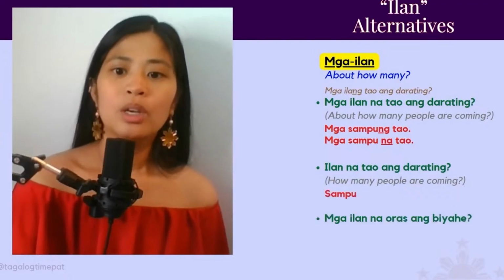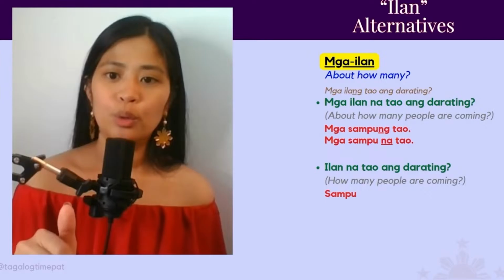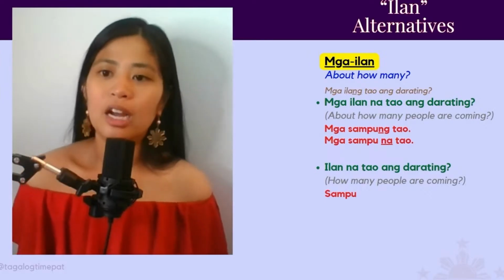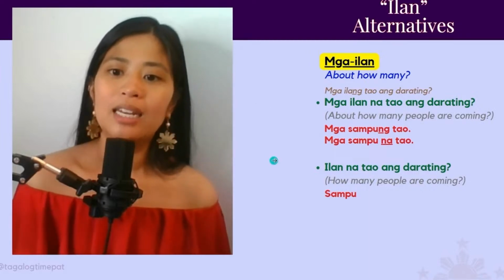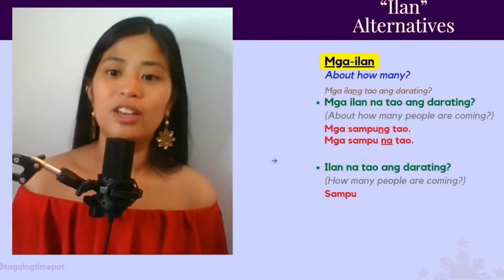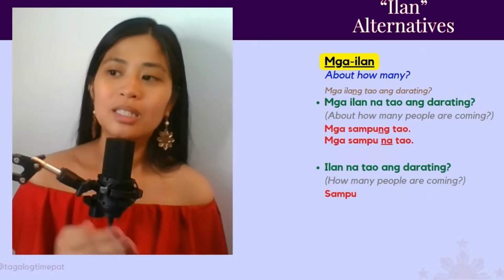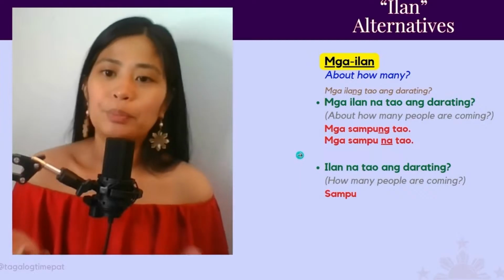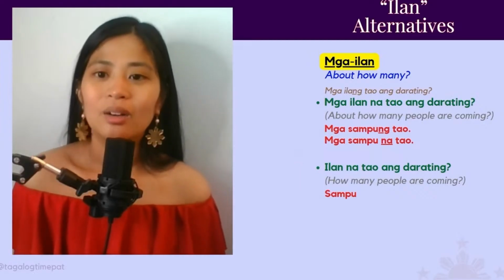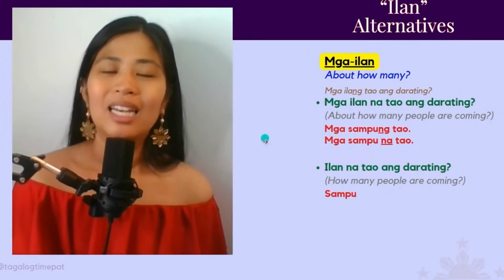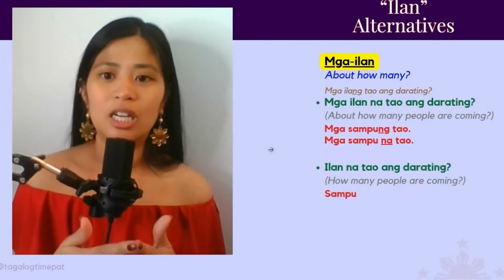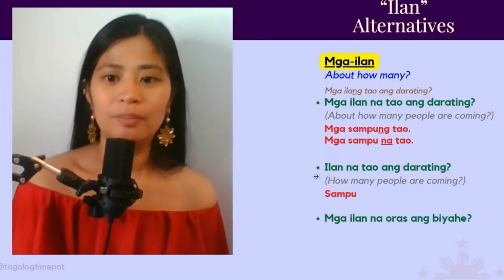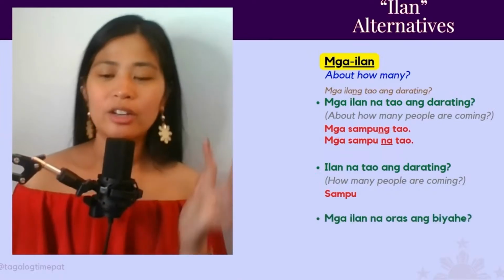10. So that's just to show you the difference here. Mga ilan is about how many are coming versus ilan na tao ang darating. This is like definitive. 10 people are definitely coming. Versus mga 10, about 10. Okay, so when you add mga, it's asking about like an estimation. When you don't have mga, it's asking for a definitive answer.